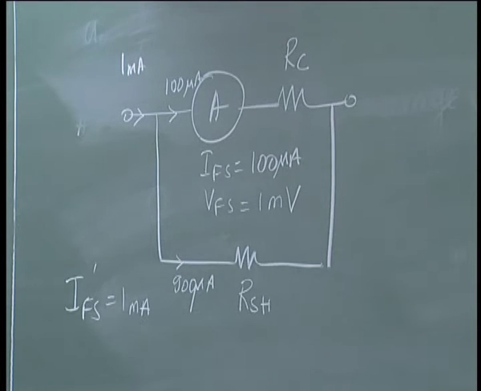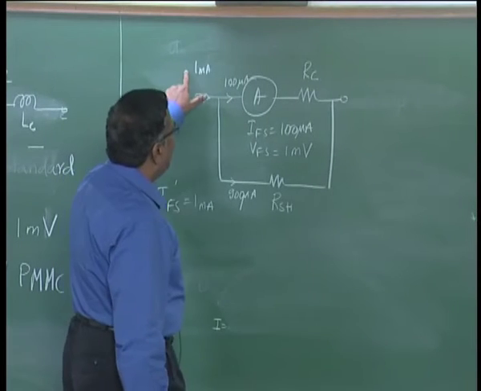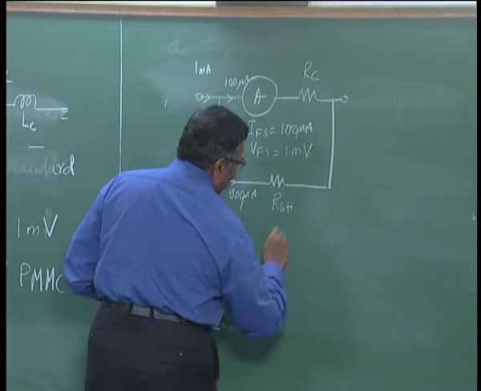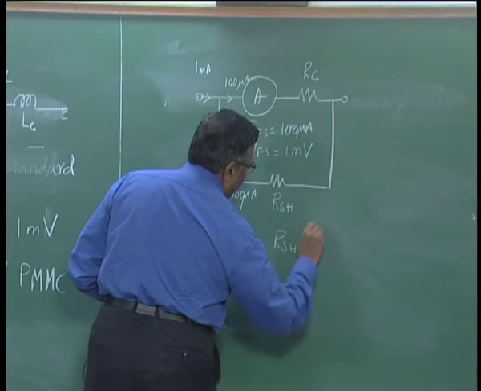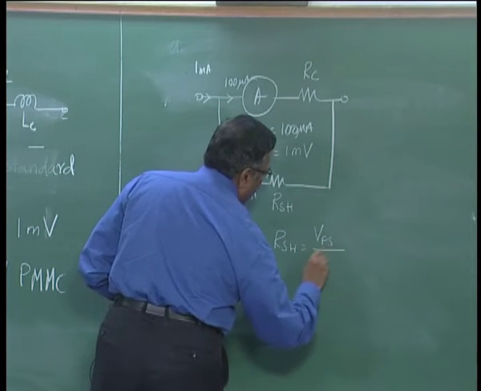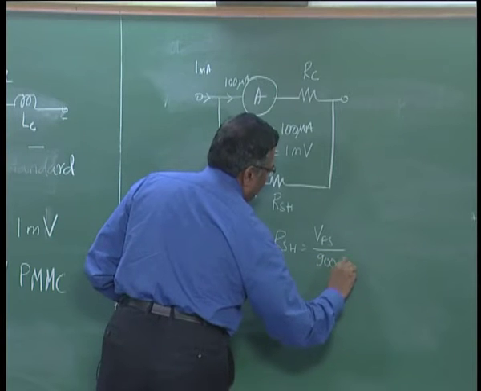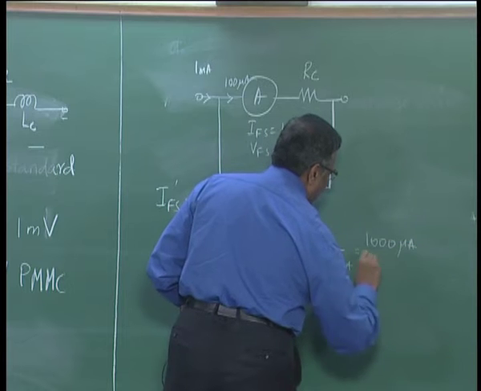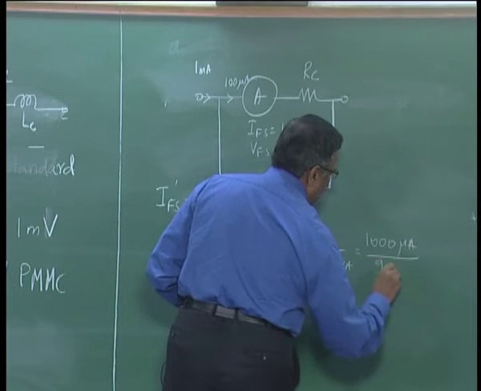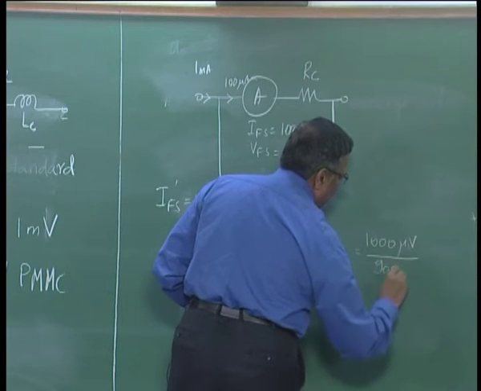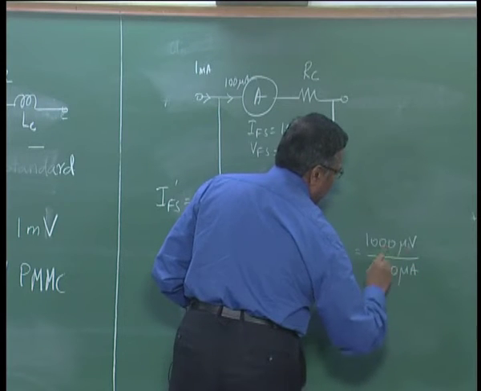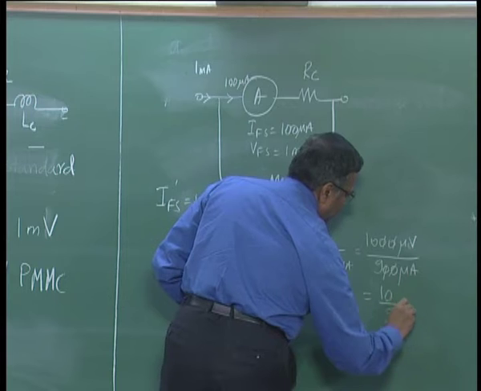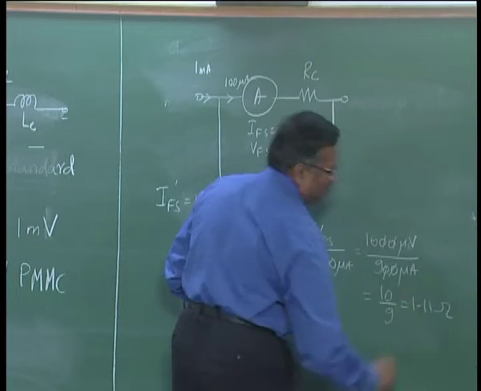Okay. So now I know at full scale current of 1 milliampere, full scale voltage is 1 millivolt across the shunt. So, R shunt is equal to V full scale divided by 900 microamperes, which is 1000 microvolts divided by 900 microamperes. So, I can cancel this. So, this will be 10 by 9, which is 1.11 ohms.